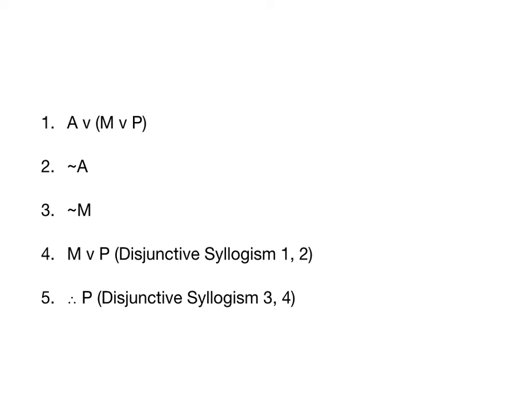5, we have 3 and 4. We use 3 in our rule to knock the M off of this one, and we're left with P. We're left with our conclusion. This is a valid argument. Look, this one's not too complicated. I know you guys might be thinking, why in the world do we need to learn all these complicated rules for this argument? Trust me, it does help with longer ones.